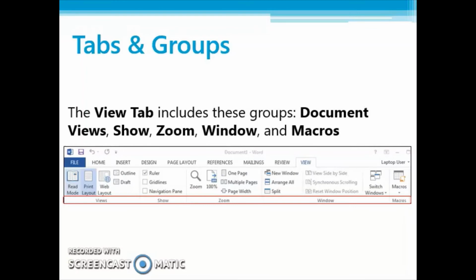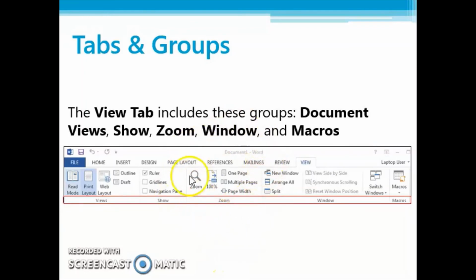The View tab contains groups related to how documents are viewed. So this includes document views, show, zoom, window, and macros groups. So starting with document views, this allows us to select how the document appears on the screen. Show allows us to display rulers, grid lines for aligning objects and navigation panes.